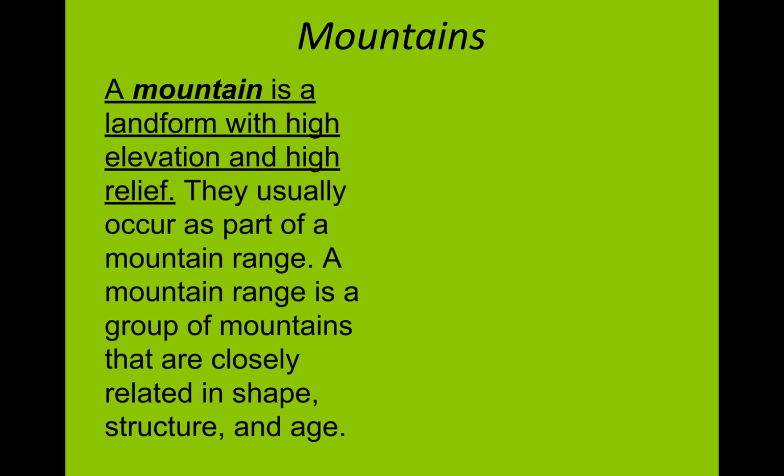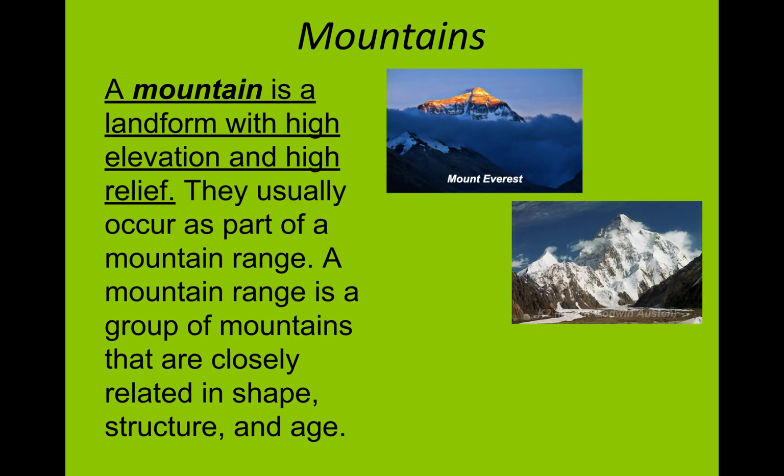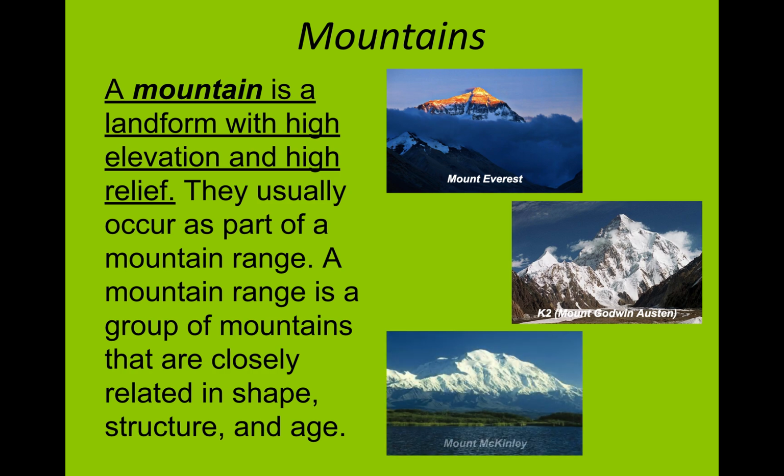Mountains. A mountain is a landform with high elevation and high relief. They usually occur as part of a mountain range. A mountain range is a group of mountains that are closely related in shape, structure, and age. So Mount Everest, K2, and Mount McKinley.